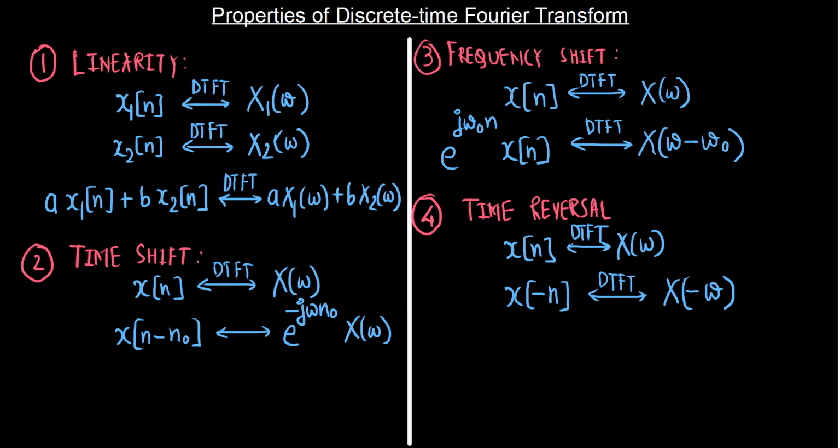Another property, the fifth property, is the property of convolution.